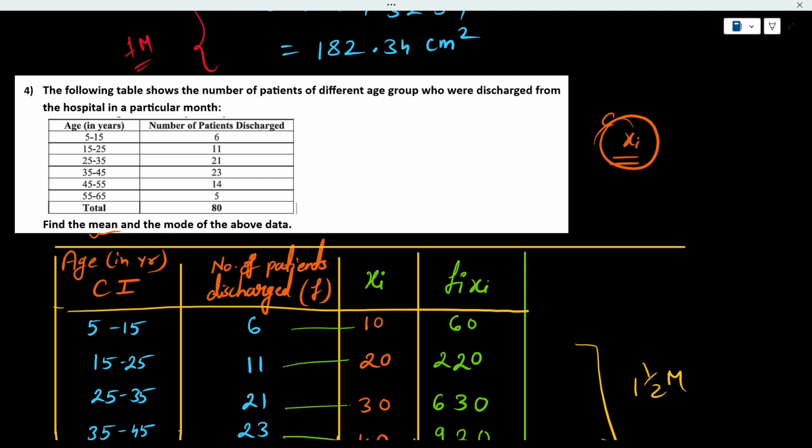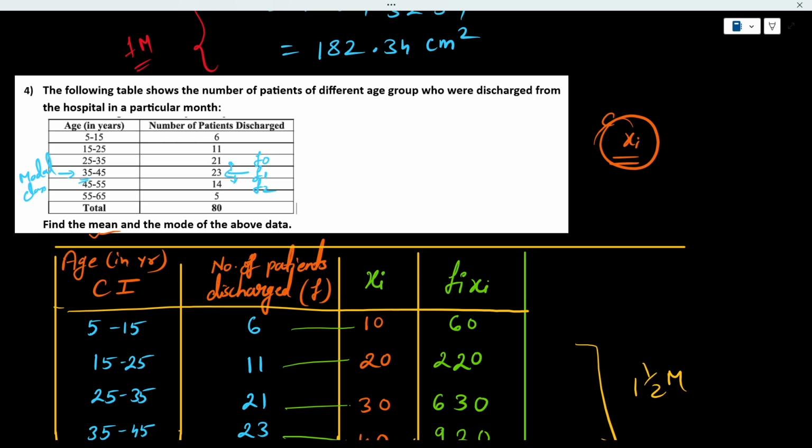What is the maximum frequency? If you see here, it is 23. So first you will write the modal class. Here 35 to 45 is going to be your modal class, because this class has the highest frequency. Wherever the frequency is highest, you write it as F1. The previous class frequency we write as F0, and the next class frequency we write as F2.